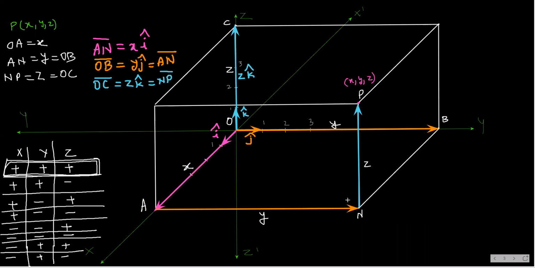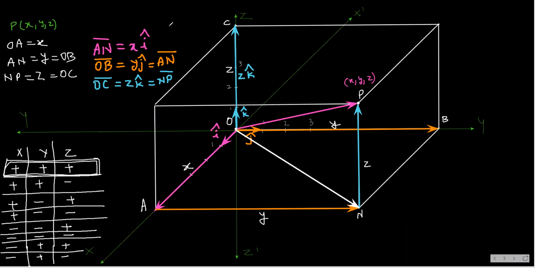Now let me join point O with A. And what will this give me? This will give me ON bar. And where do we have to reach actually? What is our aim? Our aim is OP bar. Remember, we have to reach OP bar. So in order to get OP bar, first I go for ON bar.